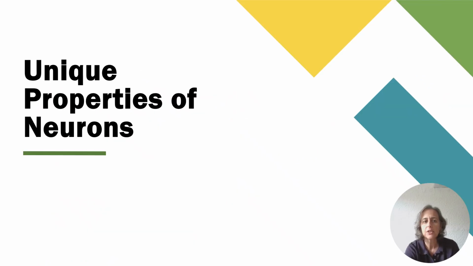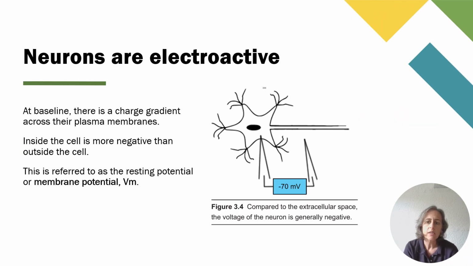So that's going to bring us to the unique properties of neurons, number one of those, which is that neurons are electroactive. What does that mean? It means that at baseline, there's a charge gradient across their plasma membranes, across their cell membranes. The concentration of negative charges is higher inside the cell in the intracellular space. Intra means within. And there are relatively more positive charges outside of the cell in the extracellular space.